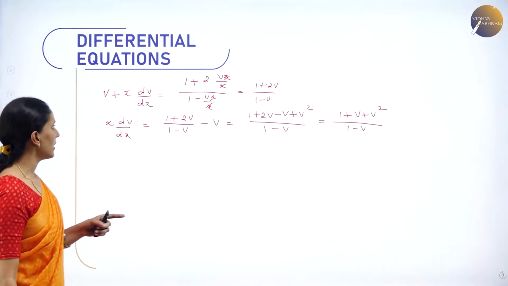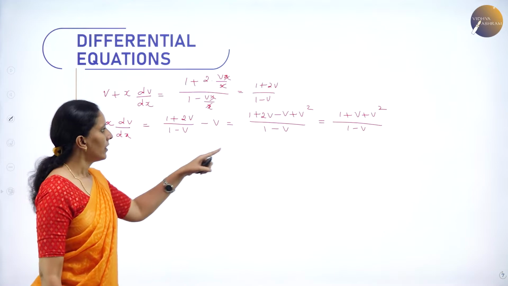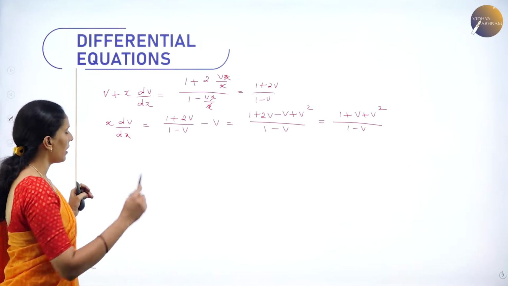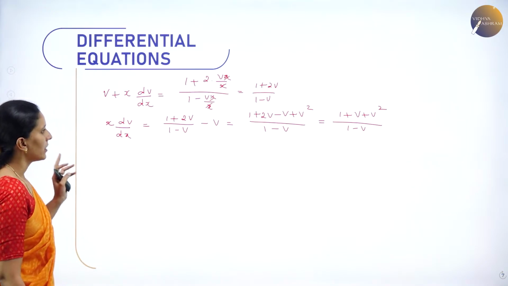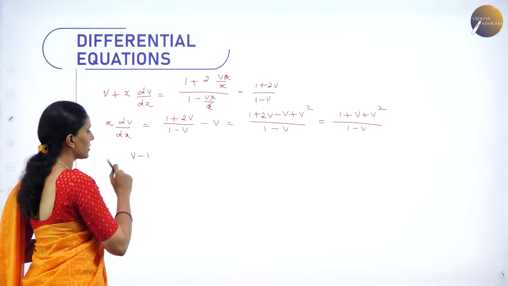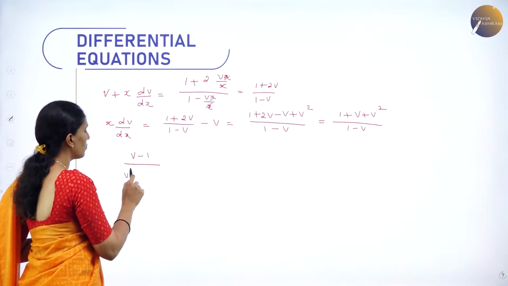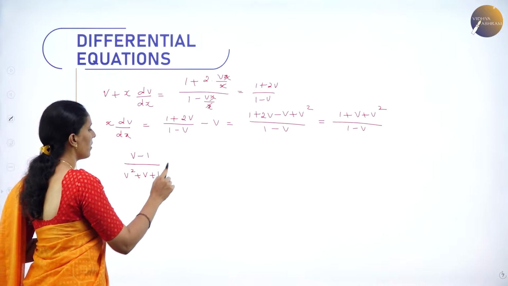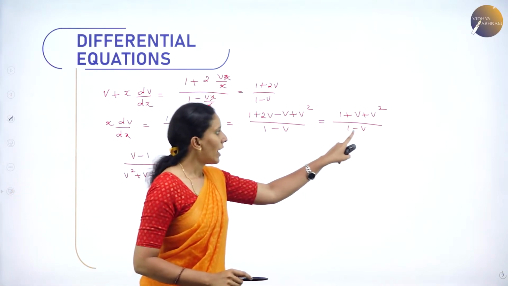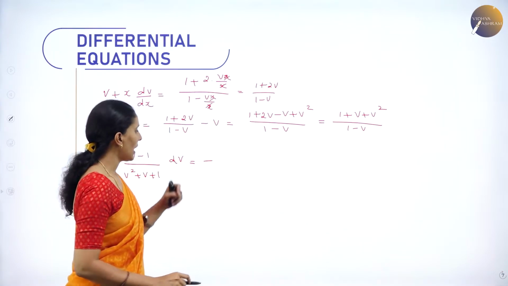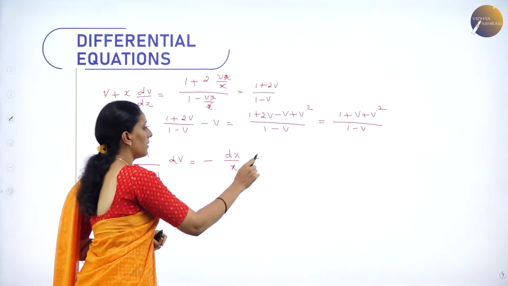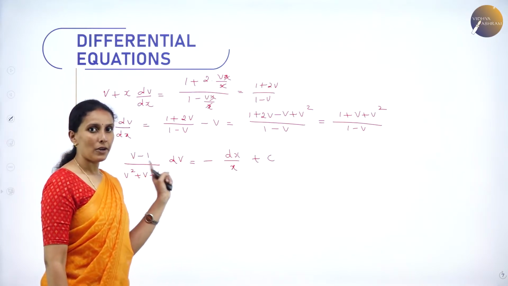So now we got this equation. So let us convert all v towards the left hand side and all x towards the right hand side. So then this becomes, 1 minus v can be taken as v minus 1, and here I can write it as v square plus v plus 1 into dv. And let me keep minus here. So I have taken v minus 1, so I'll keep minus here. So then that is dx by x plus c. Now we have separated all variables.